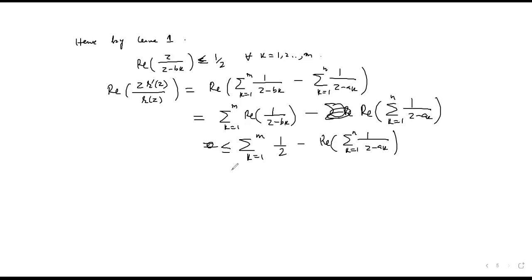which is further less than or equal to, actually strictly less than, isn't it? Depending upon m, if m equals n, summation k runs from 1 to n of 1 by 2 minus real part of summation k runs from 1 to n of 1 by z minus ek, because m is less than or equal to n. So I am adding some 1 by 2, or nothing, in case they are the same.